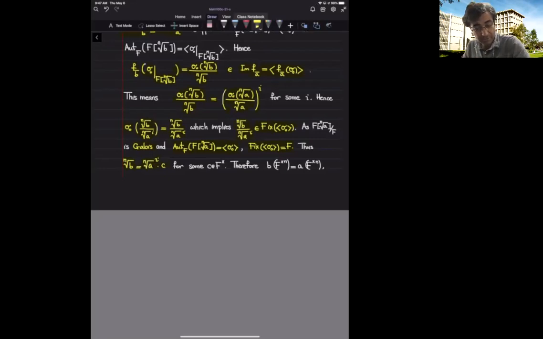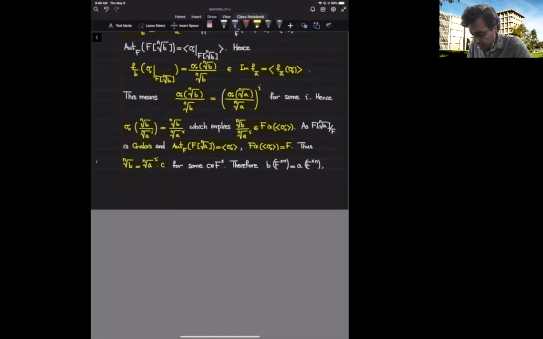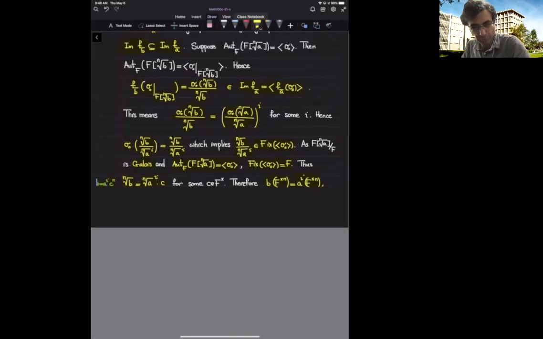If I raise both sides to the power n, I deduce that b is a to the power i times c to the n. That means the coset represented by b, which is b bar, is the same as the coset represented by a to the i, and this guy disappears because this belongs to F cross to the n. So the coset represented by b, which is b bar, is the coset represented by a to the i in this quotient. So in particular, b bar belongs to the cyclic group generated by a bar.